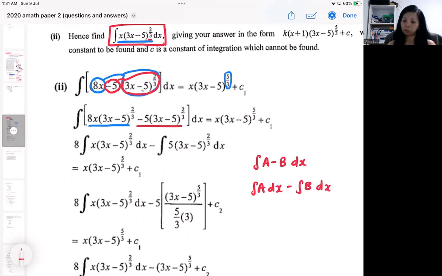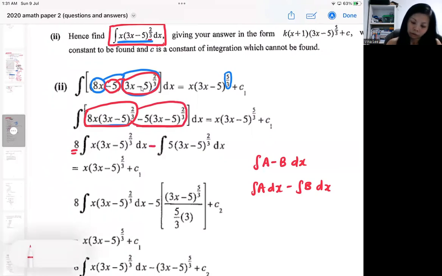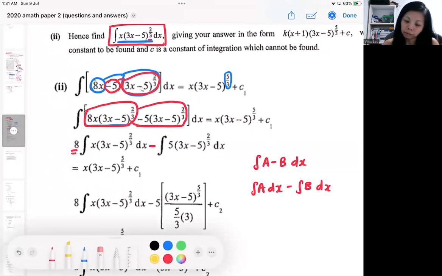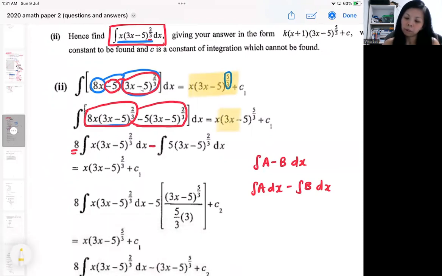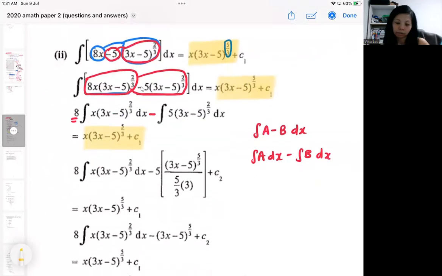So that's exactly what I'm going to do. I'm going to split, so this one will become one integration and the 8 can be taken out. And this is going to be another integration. So this part is not changing. The original product is not changing. So do take note that while you are focusing on the left side, the right side is not changing at all.